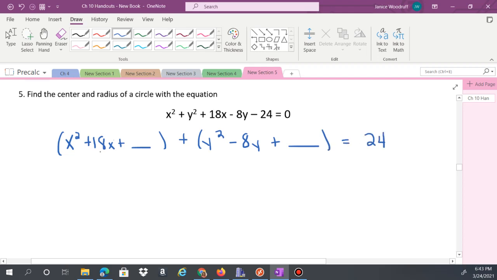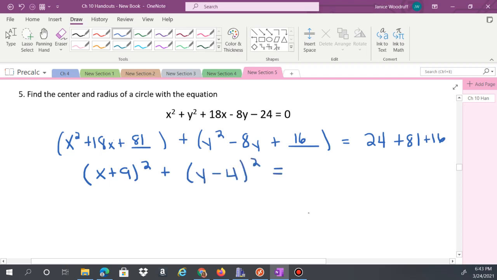All right, 18 over 2 is 9. 9 squared is going to be 81. So we're going to add that to both sides. 8 over 2 is 4. 4 squared is 16. Add that to both sides. Okay, x squared plus 18x plus 81 factors to (x plus 9) squared. And then y squared minus 8y plus 16 is (y minus 4) squared. 24 plus 16 is 40 plus 81.